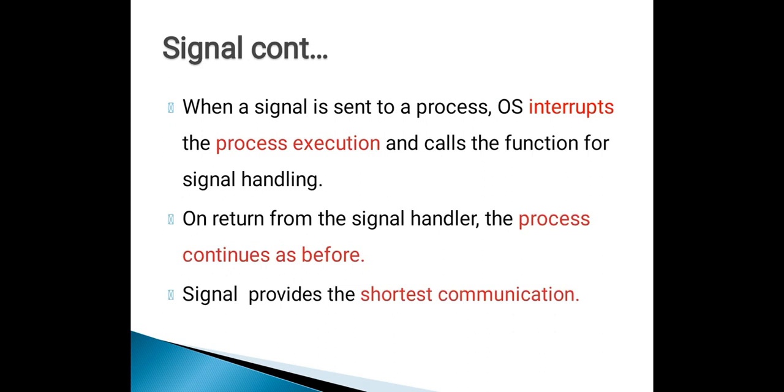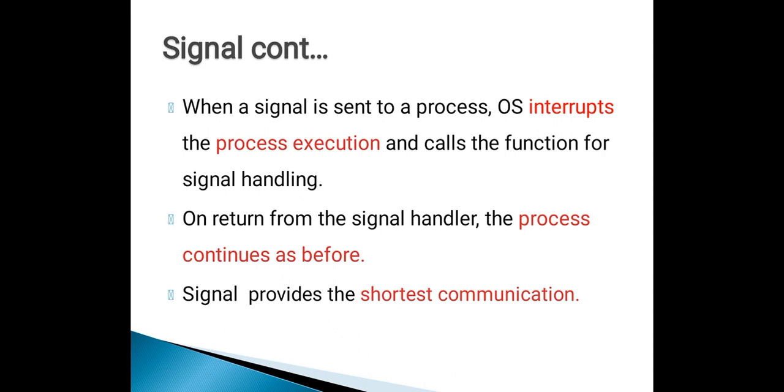When a signal is sent to a process, the operating system interrupts the process's normal flow of execution and calls a function for signal handling. On return from the signal handler, the process continues as before. Execution can be interrupted during any instruction. One of the important aspects of signal is that it provides the shortest communication.